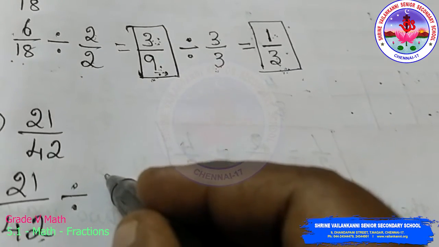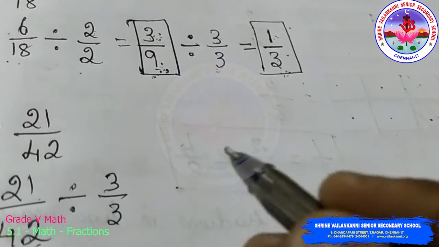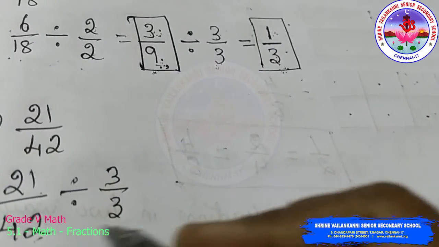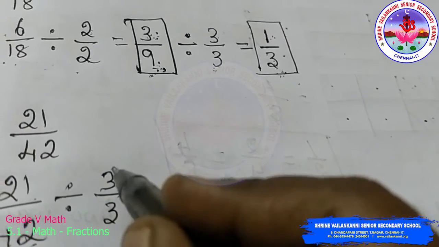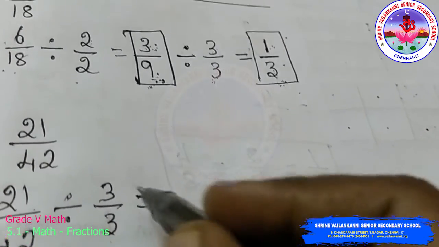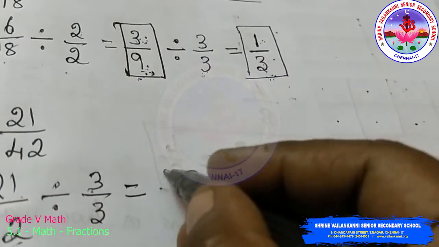So I am taking the common factor for this 21 and 42 as 3. The common factor for this numerator and denominator is 3. So that common factor has to be divided into the numerator and denominator. Divide and see. In the 3 table, how many times will 21 come? 7 times.